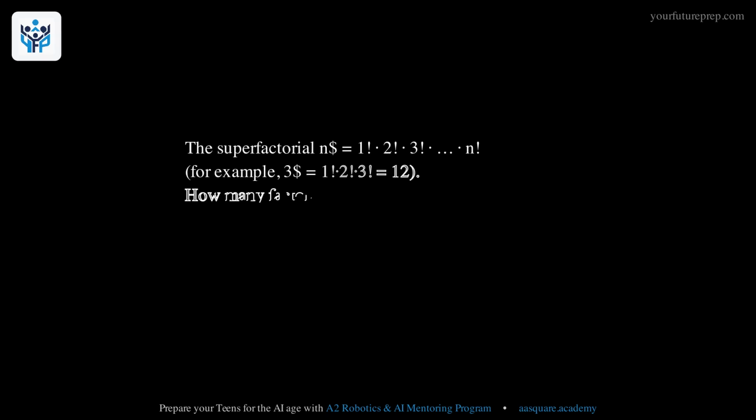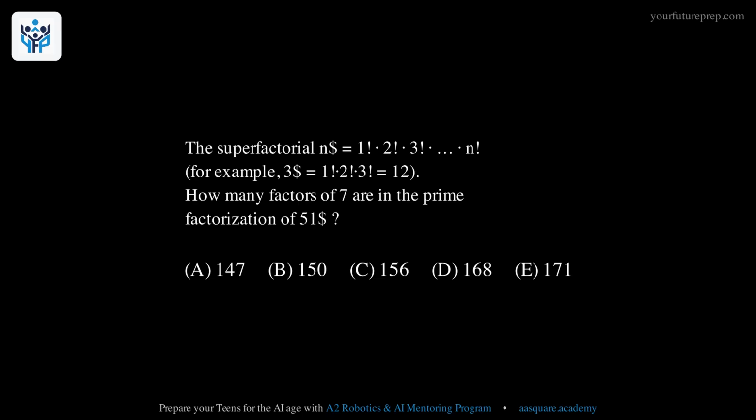N factorial is the product of the first n positive integers. The superfactorial of n, written $n, is the product of the factorials of the first n integers: 1 factorial times 2 factorial times 3 factorial, and so on up to n factorial. For example, $3 equals 1 factorial times 2 factorial times 3 factorial, which is 12.